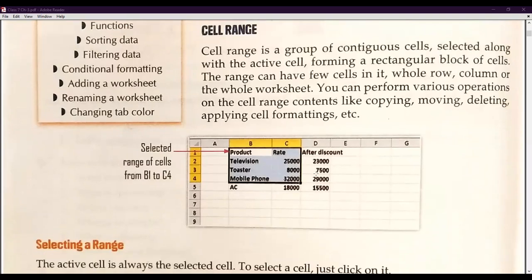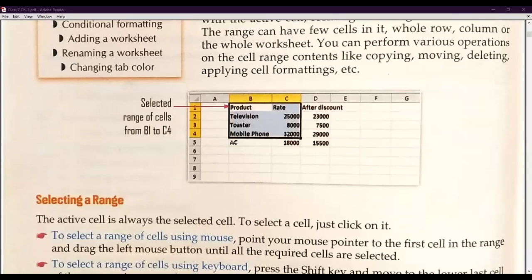As your screen shows, there are 3 columns here: product, rate, and after discount. And here the television, toaster, mobile phone, AC, and so on are the cell values. If I select this product column as a whole, then this will also be considered a cell range. And if I select this row only, it will consist of only television, 25,000 rate and 23,000 discount. So it will also be referred to as a cell range.